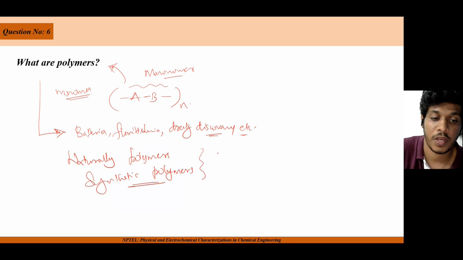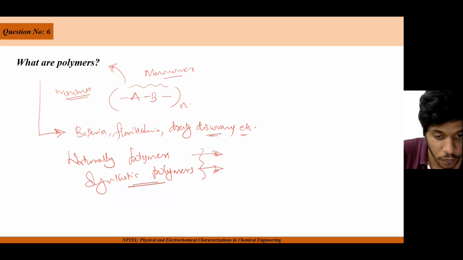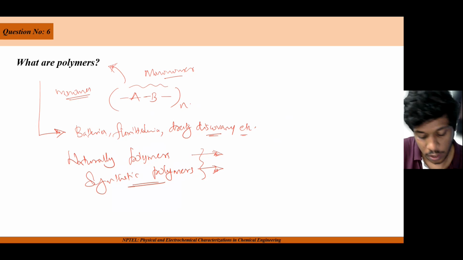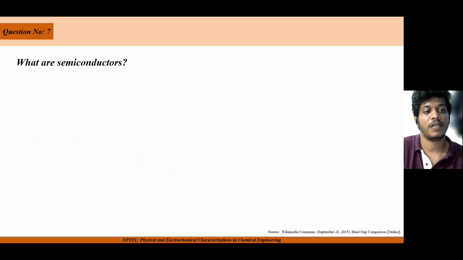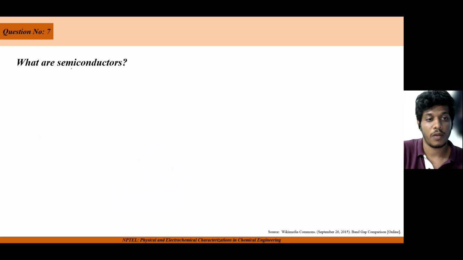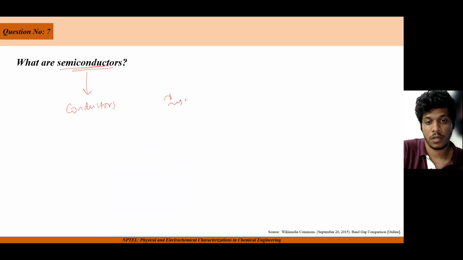So these have their own uses and they have been used in a wide variety of applications. Now going further, the other type of materials that materials scientists deal with are semiconductors. A semiconductor is a class of material that is between conductors and insulators.